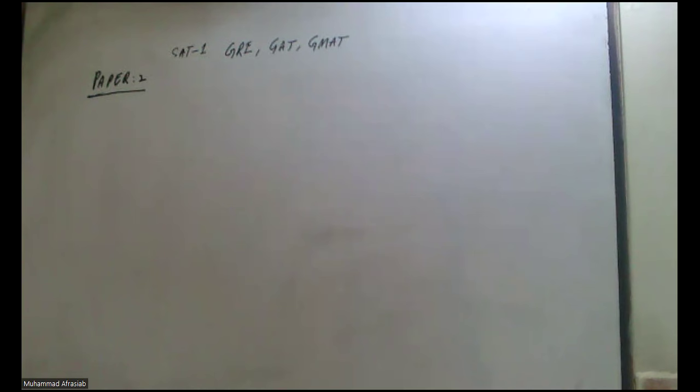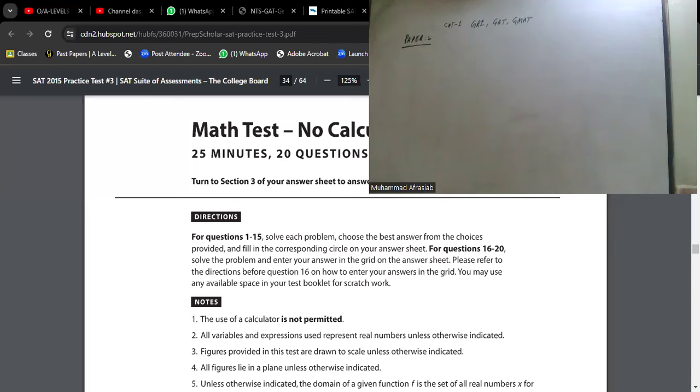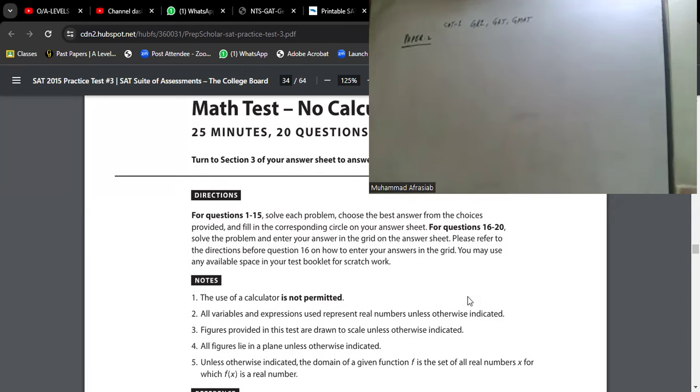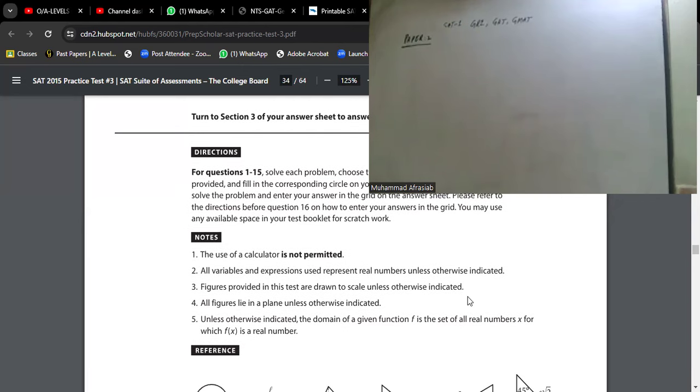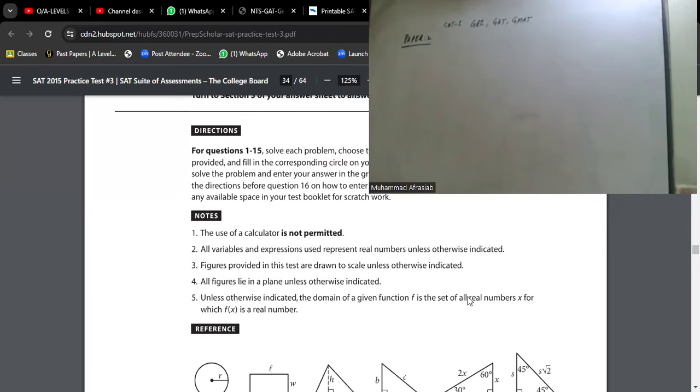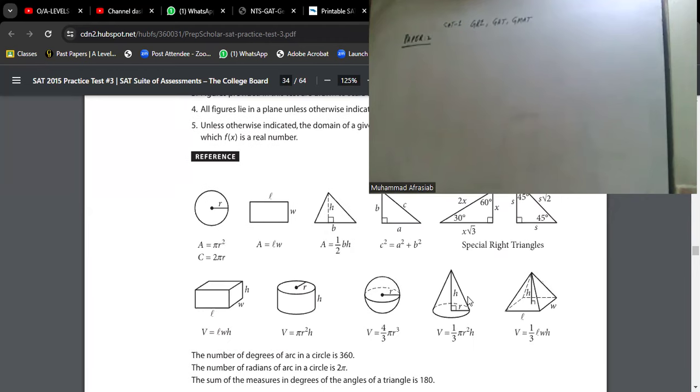Now we are starting paper 2 of this set 1. The instructions are given here. It is a non-calculator paper, 25 minutes, 20 questions. The instructions are there for each part. Calculator is not permitted. The rest of the things you can go through. These are the formulas.